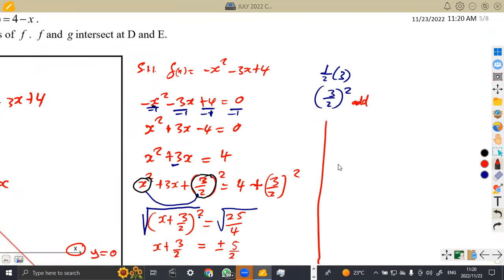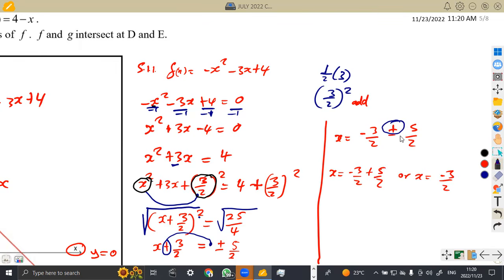So to find x, we are going to transpose the plus 3 over 2 to the other part of the equation. That will be negative 3 over 2. So x is equivalent to negative 3 over 2 plus or minus 5 over 2. So let's separate. Starting with a plus, it is going to be minus 3 over 2 plus 5 over 2, or x is equivalent to minus 3 over 2. This time we are going to work with the minus, so it is going to be minus 5 over 2. So that's it.